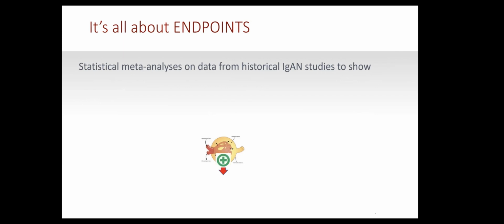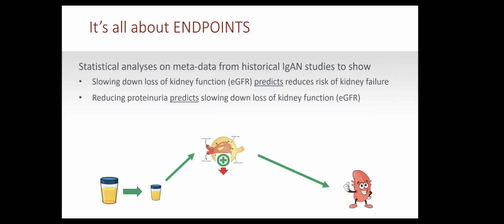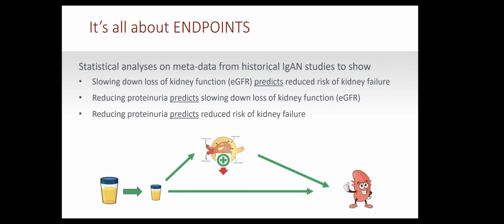Now, if we slow that decline of kidney function, then it predicts that there's going to be a reduced risk of kidney failure. You're less likely to end up with kidney failure. The next point was, what happens if we reduce proteinuria? So we lower proteinuria. That was shown then to predict the slowing down of loss of kidney function. And indeed, the final arm was that reducing proteinuria predicts the reduced risk of kidney failure.